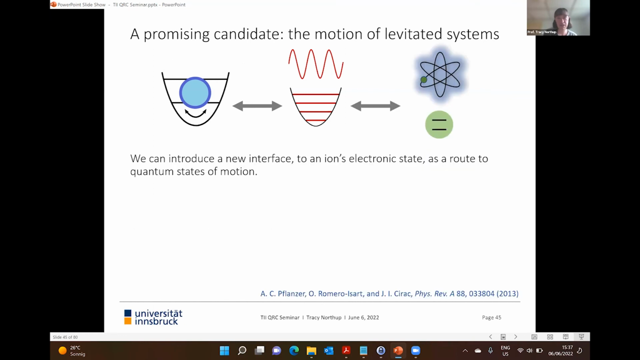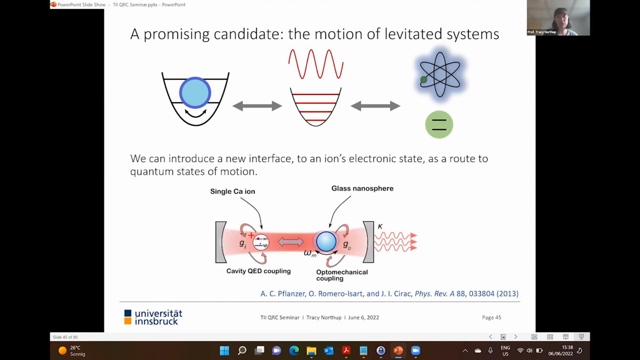What we're interested in doing in my group is introducing a new interface, not only between the particle and light, but now also between the particle and an ion's electronic state. We'd like to do that as a route to producing quantum states of motion. So the idea is that we're building a system where we think the cavity will couple to the motion of the particle, but the cavity can also couple to the electronic state of an ion, as I've described to you in most of this talk. And we'd like to combine those two systems in a way that allows us to generate non-classical states of motion.